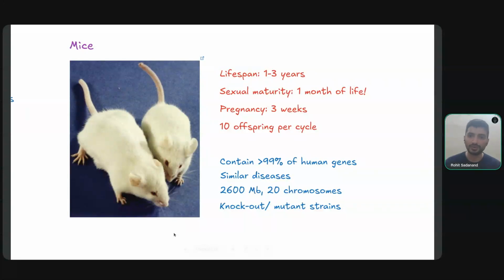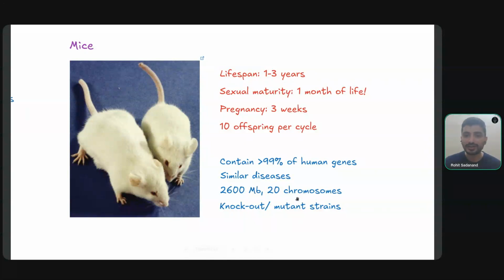So even though their genome is slightly smaller than ours, they contain all these genes that make them really good organisms to study. Moreover, they attain sexual maturity at just 1 month of age, and their pregnancy lasts just 3 weeks. And you can have multiple generations of multiple offspring of the same pair of mice because they have a long lifespan of 1 to 3 years as well. So that makes them really, really nice organisms to study.